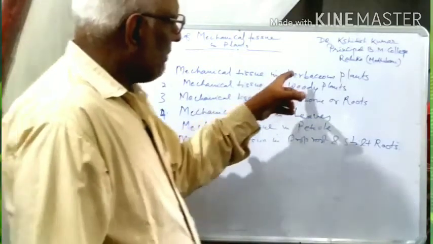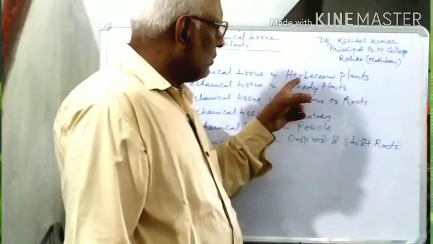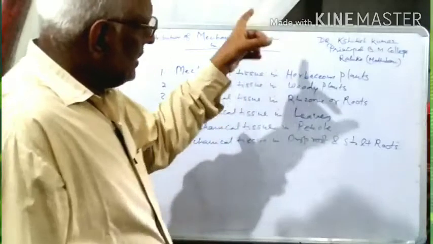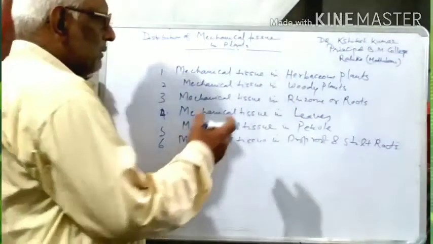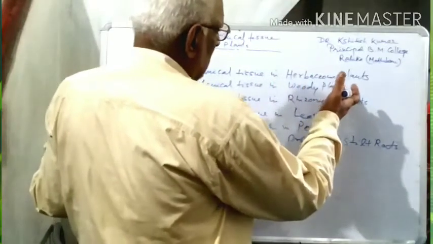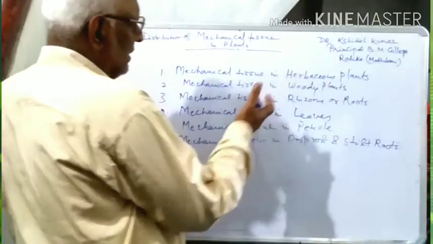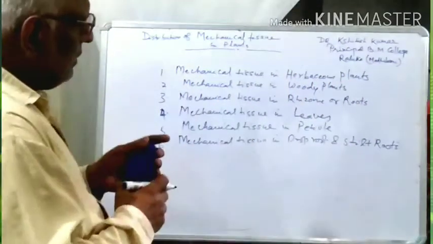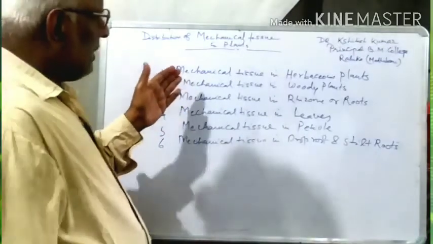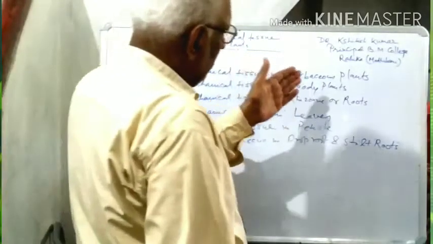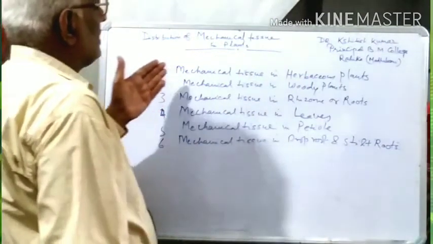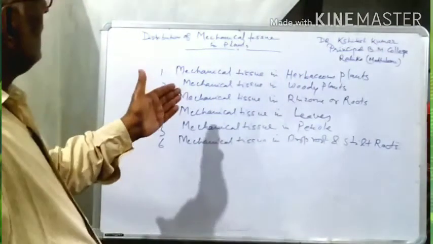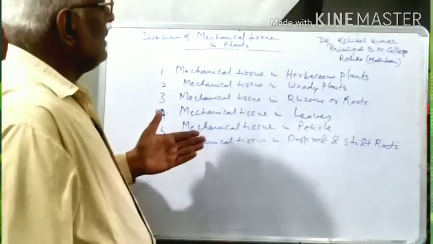Means there are many families of the Herbaceae group, and all families that fall inside the Herbaceae group, the plants found in those families are known as the herbaceous plants. So the next is the woody plants, third is the rhizome and root.